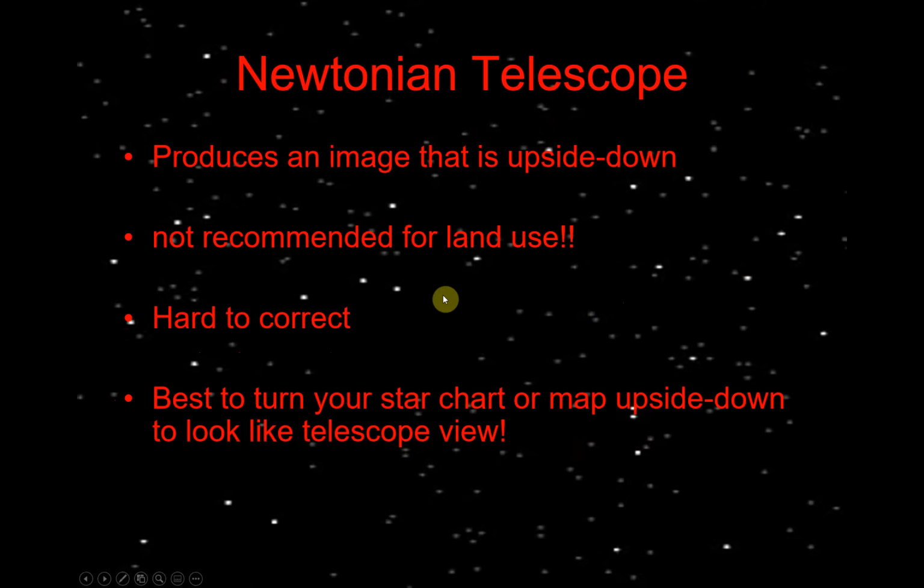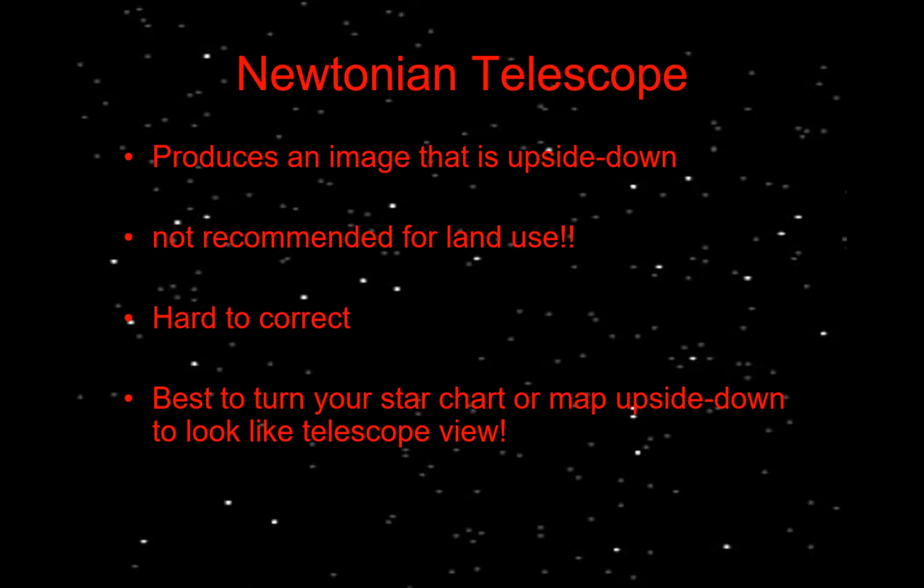The Newtonian system actually produces an image again which is upside down. So not particularly useful for land use. If you want to look at a person or bird watch, everything will be upside down. And it's a little difficult to correct. It does mean putting extra lenses and mirrors into the system, which will reduce the brightness of your image, which, while maybe not a problem if you want to look at a local woodpecker, may be more of an inconvenience if you're looking at something like a very dim star.